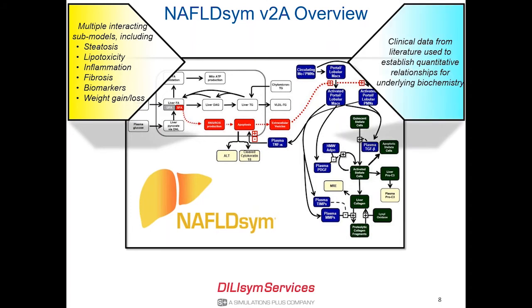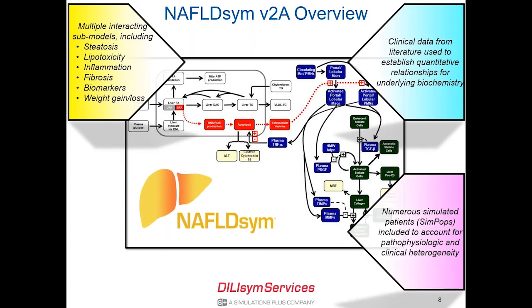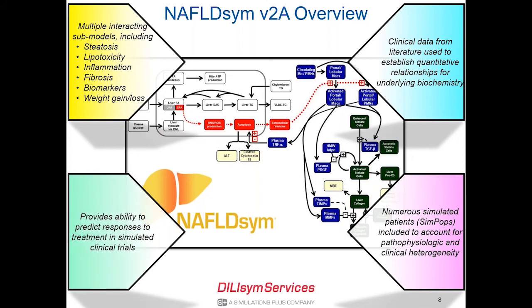In order to build this model, we've relied exclusively upon publicly available data. There's a really nice collection of clinical data in the literature, and we've used those to establish the quantitative relationships to do the calibration and validation, if you will. And then, as I'll describe subsequently, we're accounting for the clinical and pathophysiologic heterogeneity with our SimPops. And of course, putting all this together, it allows us to predict responses to treatment. Again, not just monotherapy, but of course combination therapies of all sorts as well.